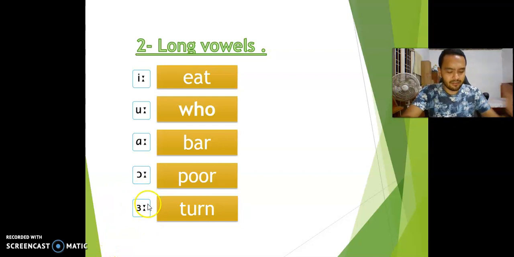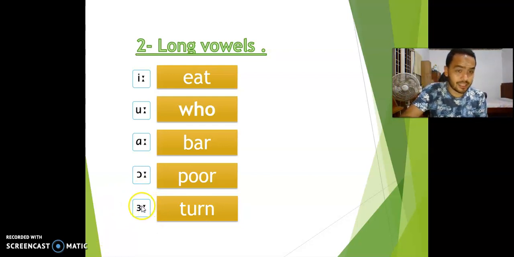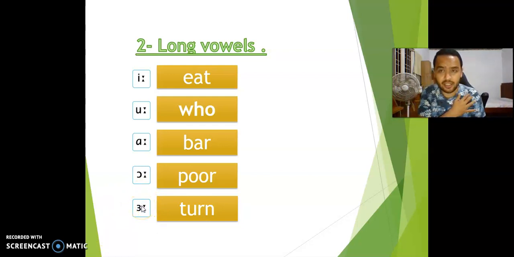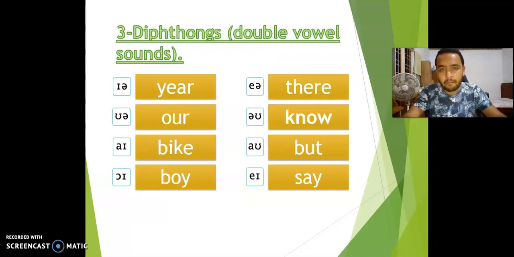And finally, we have this one here. It's a little confusing. It's like a 3 for me, but at the end is an E, and the pronunciation is like eh. And we can see it in words like turn. And now, let's go with what is a little bit more interesting for me, and we're talking about the diphthongs.